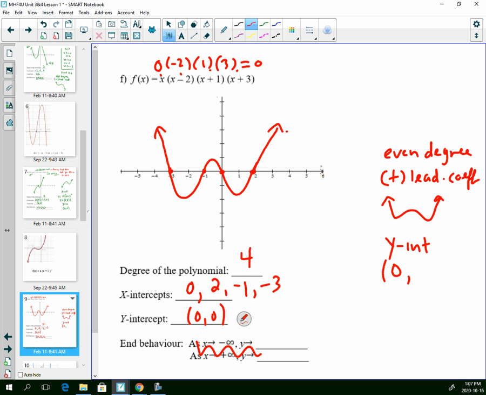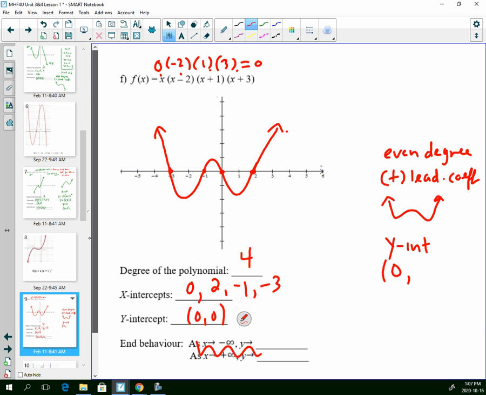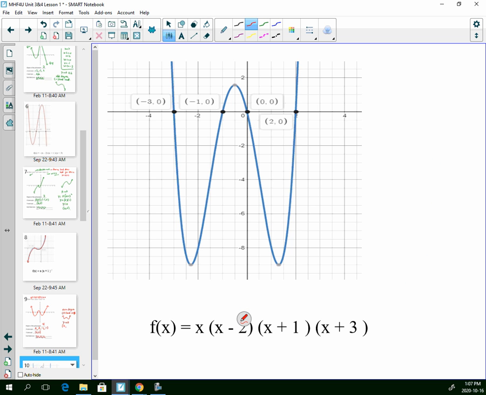Okay, so I have a good idea of the sketch. I'm not too concerned about where it turns right now, just where the x-intercepts are, the y-intercept, and what the ends are doing. And if I look on Desmos, if I typed it in, that's what it looks like. All right, so both ends are going up, passes through my x-intercepts.